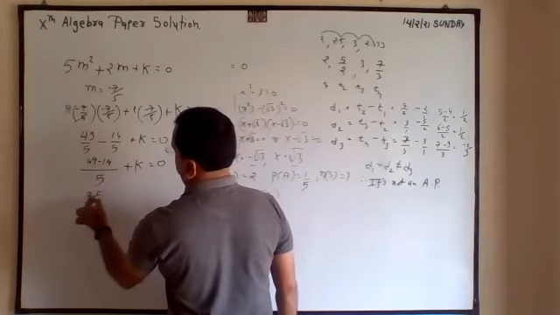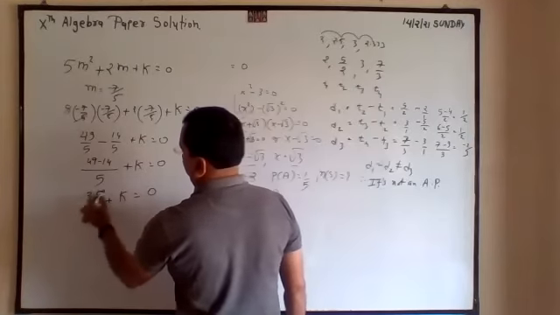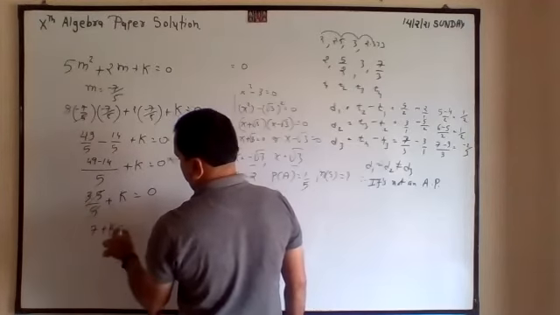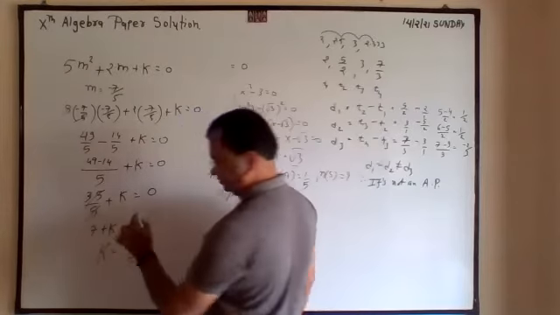35 by 5 plus k. 5 sevens are 35, so 7 plus k is equal to 0. K is equal to minus 7.